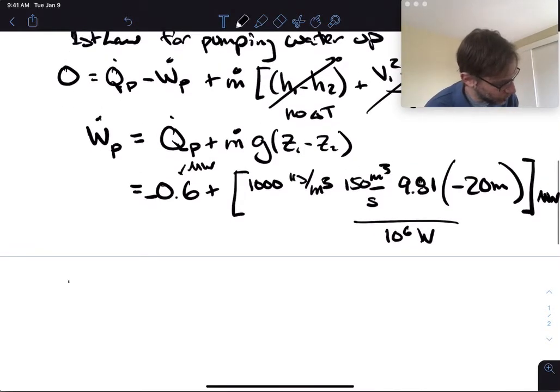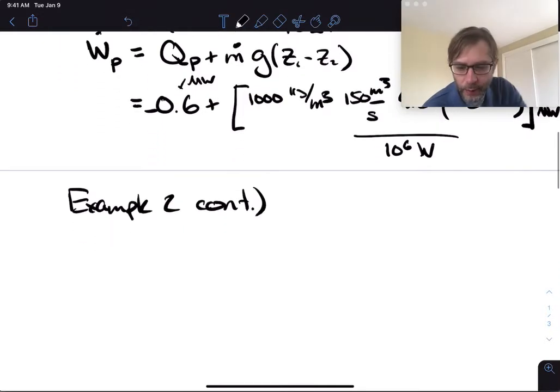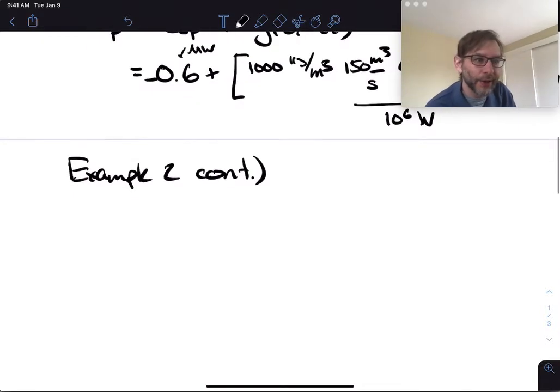So this is example 2 continued. Okay, how am I doing time-wise here? Oh, I'm almost done. Okay, I'm almost done now. That's good. I'm almost finished.